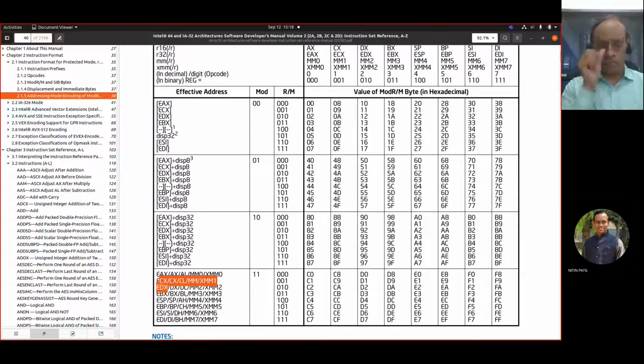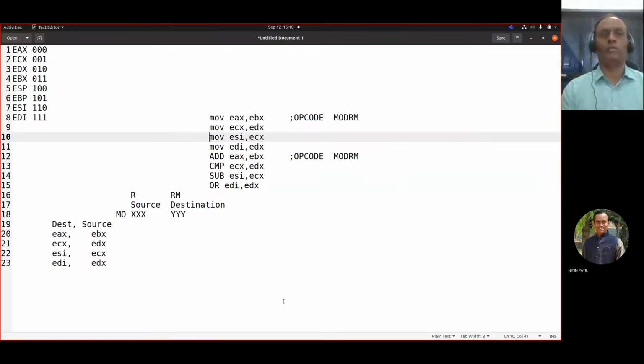Similar numbers are here. So let me use a particular file to demonstrate this part. And I'm taking some sample code too over here.